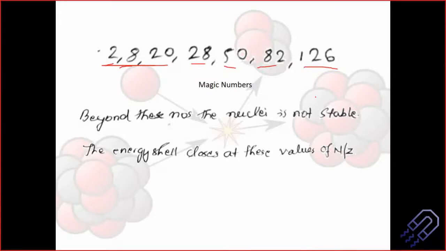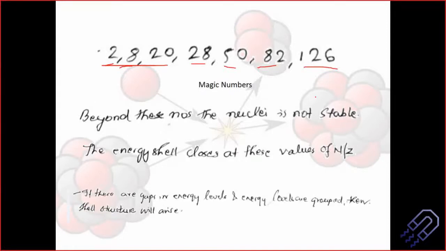But then, just as in the case of atoms, the energy shell will close at these values of neutron or proton or both. So if you consider an atomic model, you know that the valence shell is full. Then if any more electron is added, it takes up a new shell. So similarly in case of nucleus also, the neutron and the proton, if it has these magic number values, it will close at that particular shell.